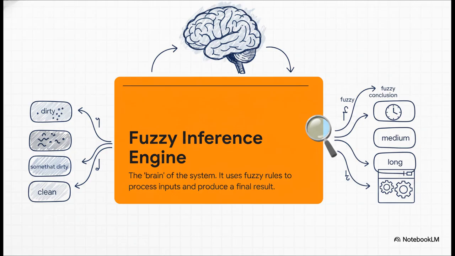Now let's get to the brain of the operation, the fuzzy inference engine. This is the part that takes all those simple rules and evaluates them all at once. It looks at the fuzzy inputs, like the clothes are somewhat dirty. It weighs all the relevant if-then rules, and it combines all their outputs to come up with a final fuzzy conclusion. Something like, the wash time should be medium to long.